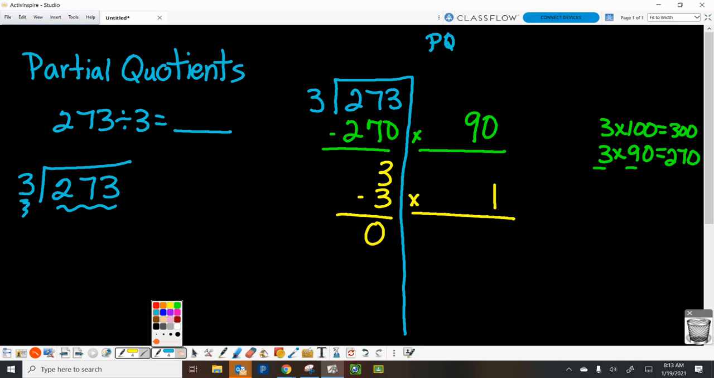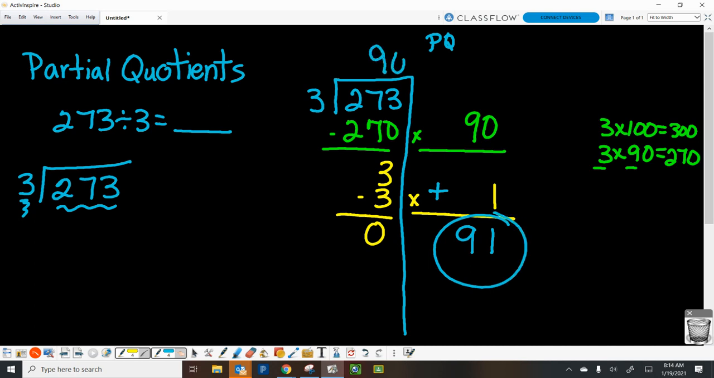Have a party. And now all I have to do is add up these 2 partial quotients for my final whole quotient up here.